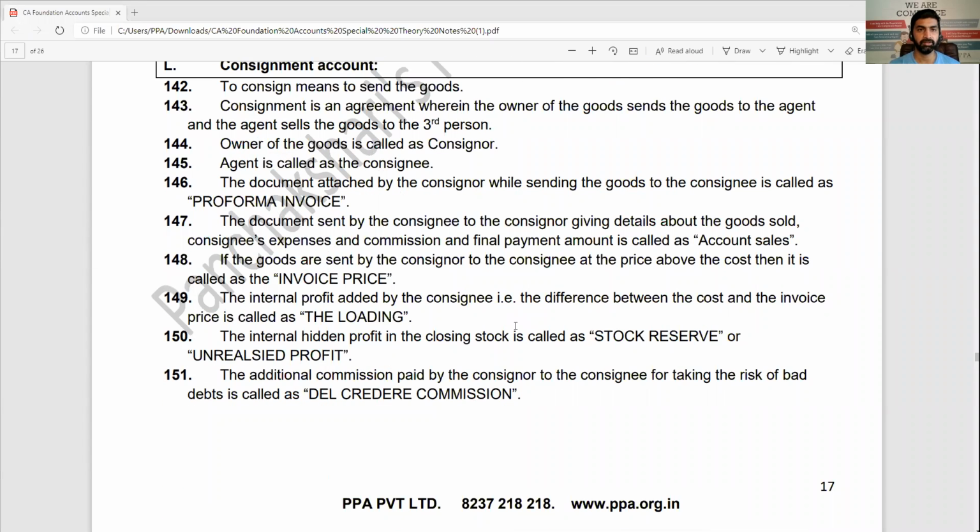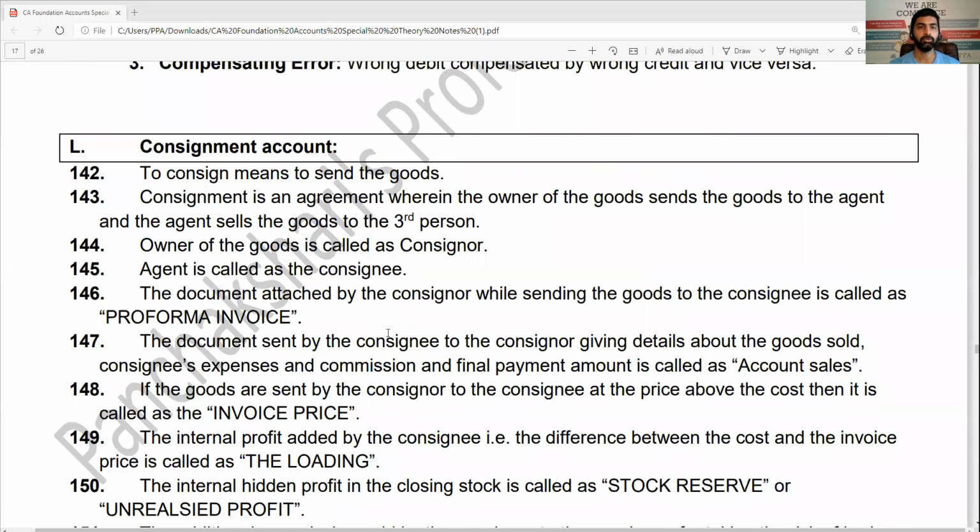Let's see what is given. To consign means to send the goods. What exactly is the meaning of consignment? It's an agreement between two parties. One person is the owner of goods and the second is his agent. The owner sends the goods to the agent, and the agent is supposed to sell these goods to a third person for some commission. Let's say A is the owner of goods. He sends the goods to his agent B. So A is called the consigner, B is called the consignee.